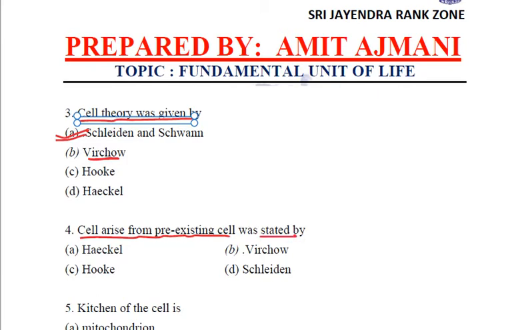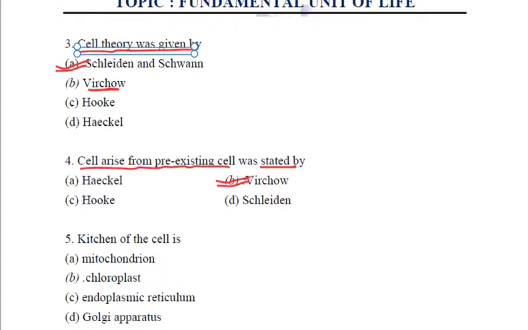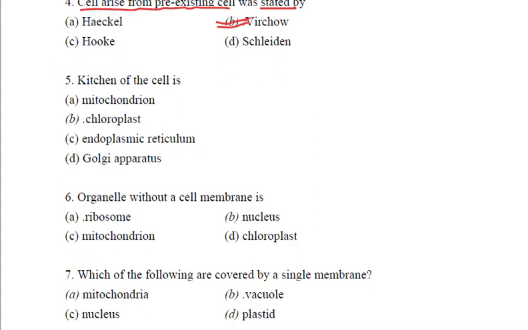It was stated by... Now this is the expansion that was done by Virchow. He expanded the cell theory by adding this point that cells which are present today arise from the division of the pre-existing cells only. So the correct option is B. Next, question number 5 says, kitchen of the cell is. Is it mitochondrion, chloroplast, endoplasmic reticulum or Golgi apparatus? We know that the kitchen of the cell is chloroplasts, right?